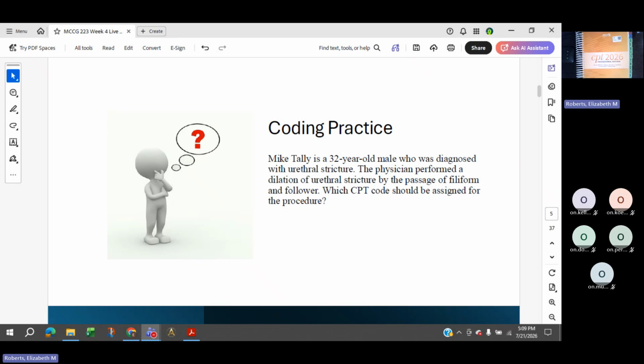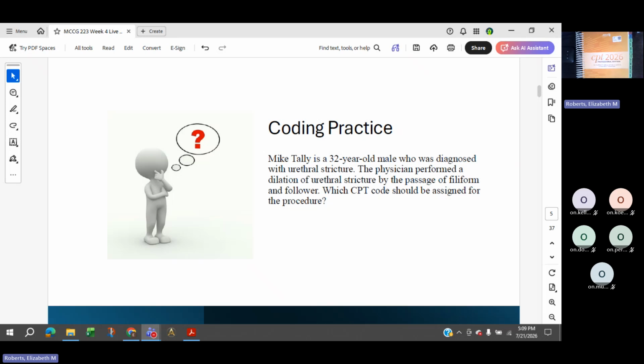We have, I think, 50 slides. We're going to do lots of practice today. So let's look at this one. This is a urinary tract one, I believe. Yes, urethral stricture. So we have Mike Talley. He's a 32-year-old male who was diagnosed with a urethral stricture. The physician performed a dilation of urethral stricture by passage of filiform and follower. Which CPT code should be assigned for the procedure?